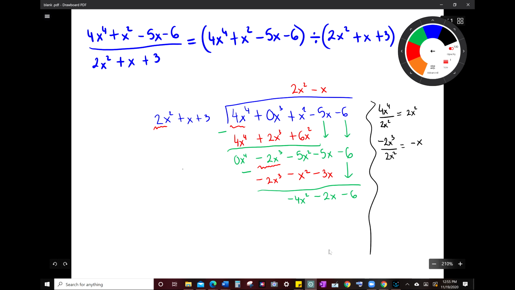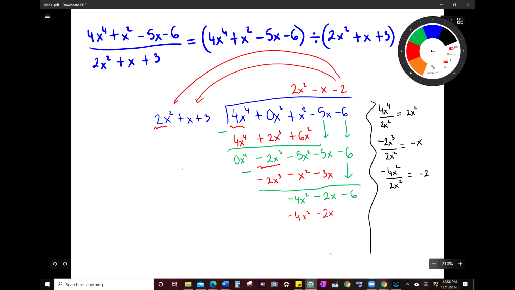So I take the first term again, so I have negative 4x squared divided by 2x squared, and it gives me negative 2. So put negative 2 up here. I do the same routine now. Take this negative 2 multiplied by 2x squared, I got negative 4x squared, and then negative 2 times x, I got negative 2x. Negative 2 times 3, I got negative 6, and I'll do subtraction now. So everything just cancels out, and it's giving me 0 as the remainder.